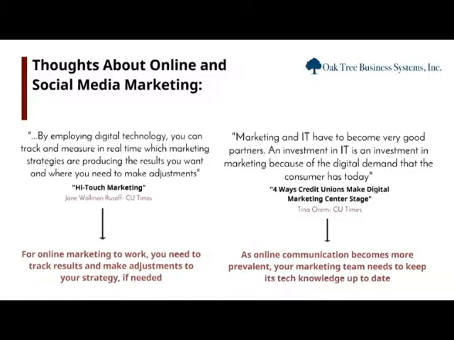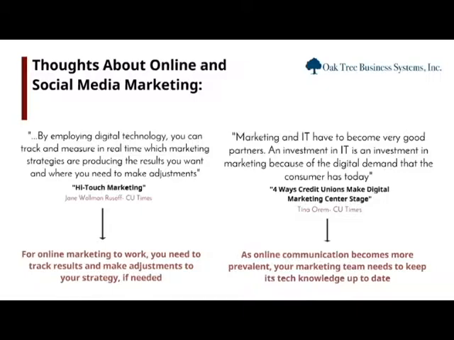The second quote is more directly related to the digital hurdles that marketing specialists are running into more and more. "Marketing and IT have to become very good partners. An investment in IT is an investment in marketing because of the digital demand that the consumer has today. Marketing is no longer about just finding people who print and design ads." With all the growth that we have seen in technology in the past 10 years, having a background in information technologies is quickly becoming a must for any marketer.